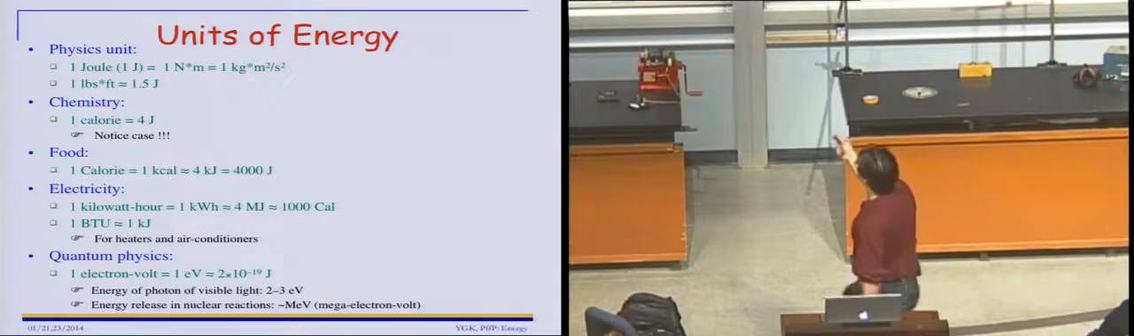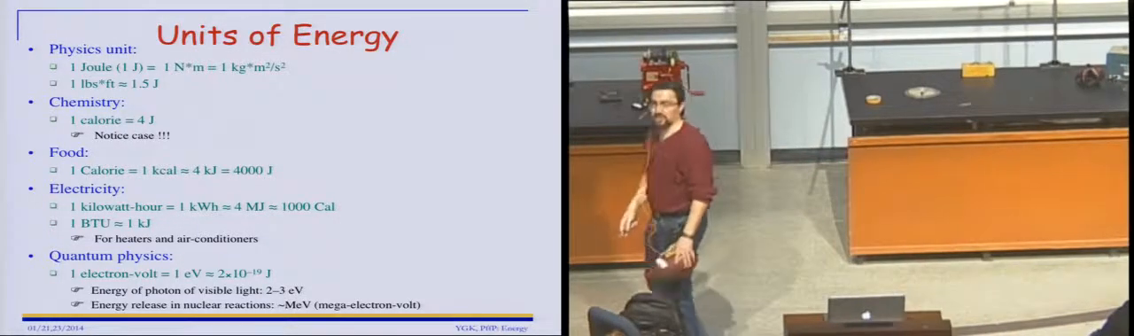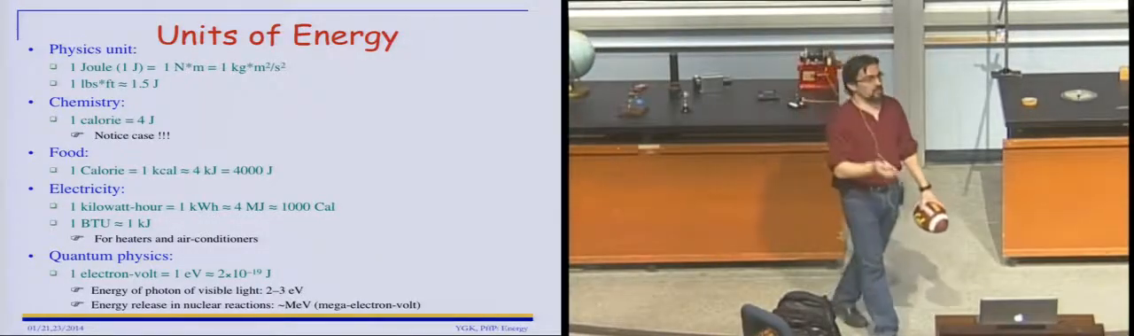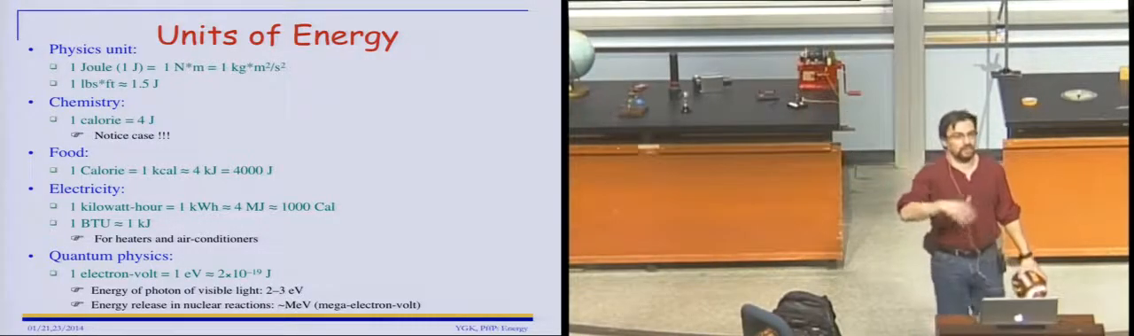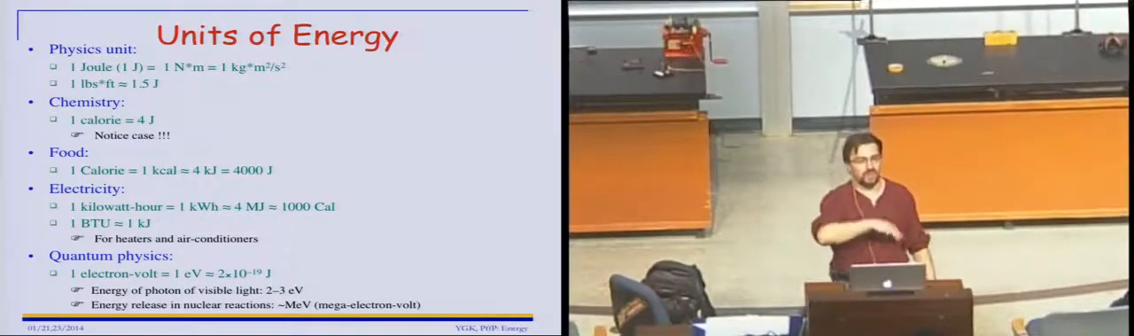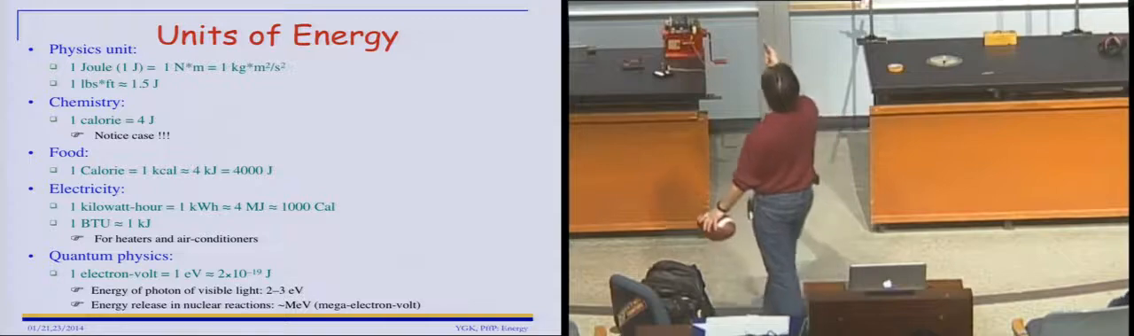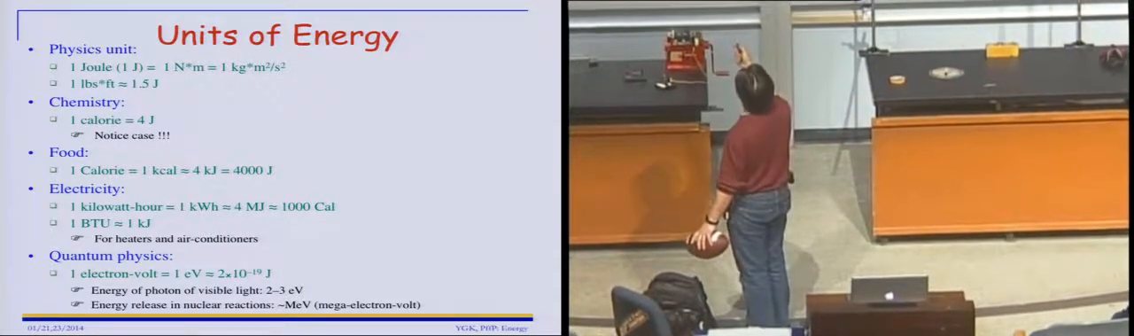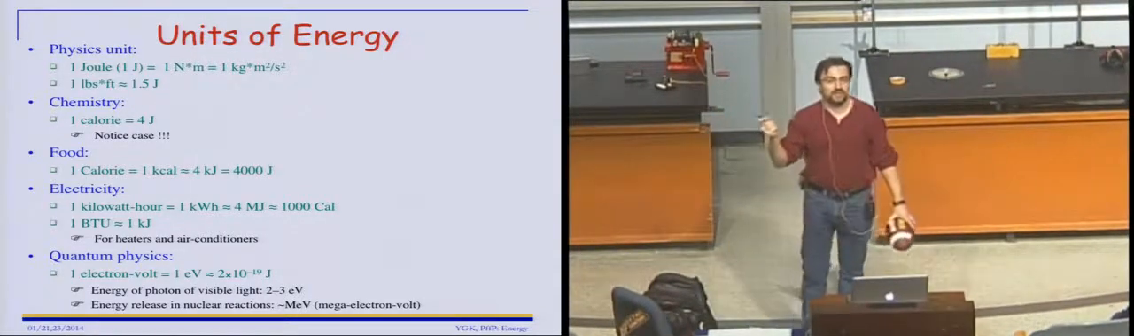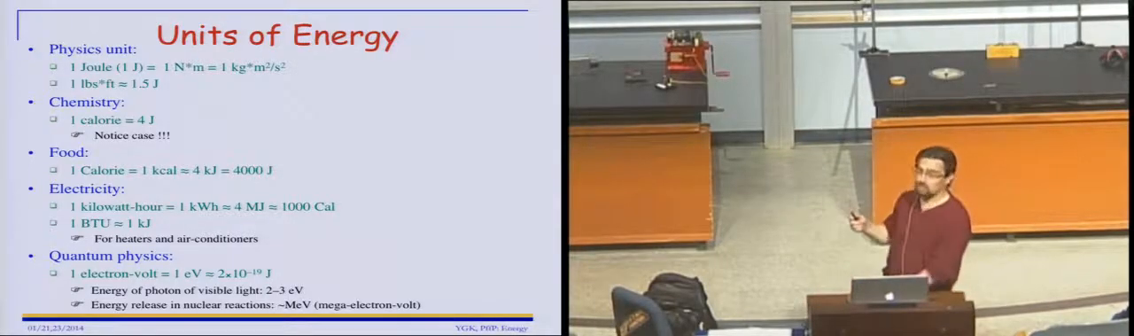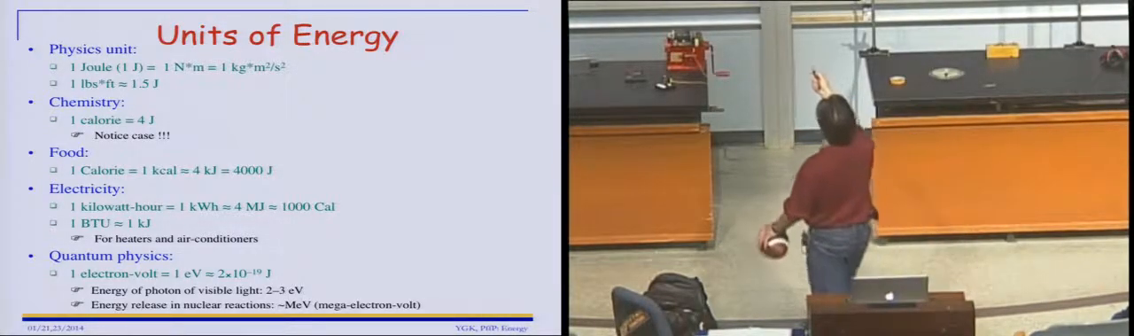There's another unit if you're buying an air conditioner. Air conditioners are typically rated in how much energy they can remove from your house per unit time. So typically, air conditioners are rated in BTUs per hour. BTU is British Thermal Unit, a unit of energy, and it's roughly equivalent to kilojoules.